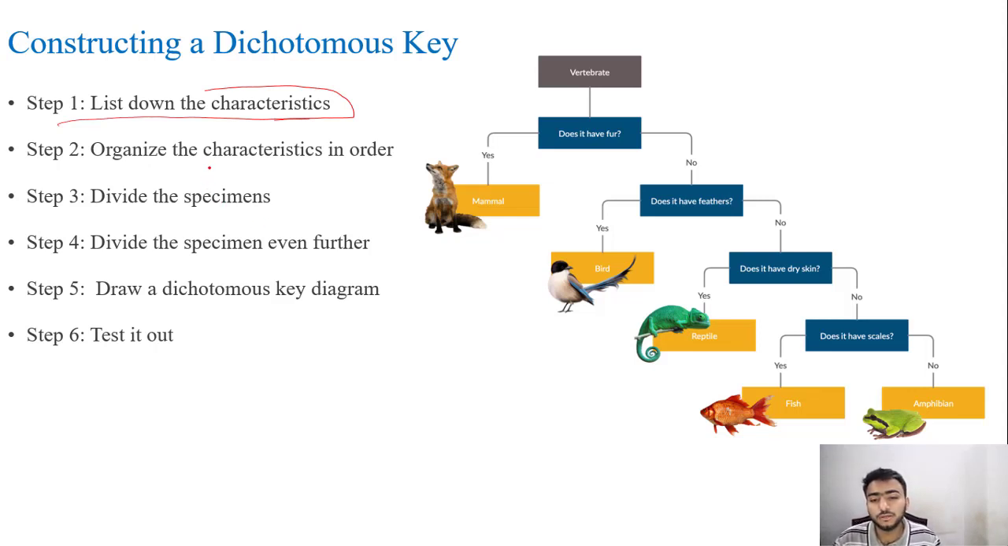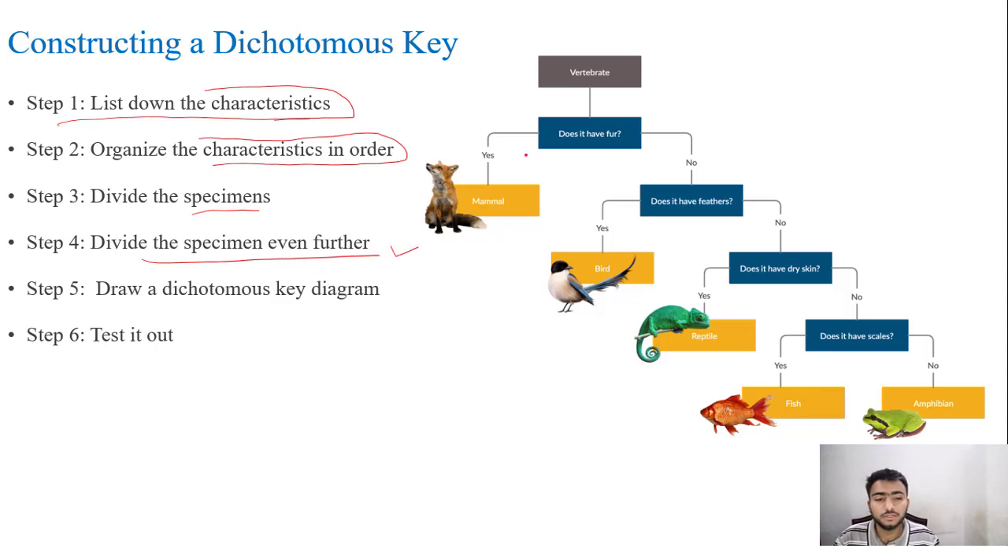And then you are going to organize the characteristics in order. It's important that you organize your information in order, because that's what really will help you make a dichotomous key. Then you are going to divide your specimens. Specimens must be divided based upon their distinctive characters. So if that's a mammal or if it's a bird, then you should divide it as you go on to constructing this key. Then divide the specimen even further.